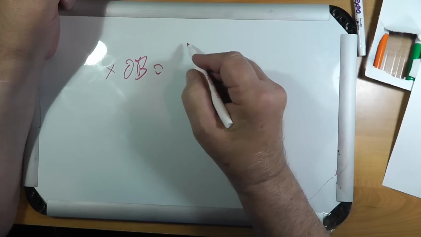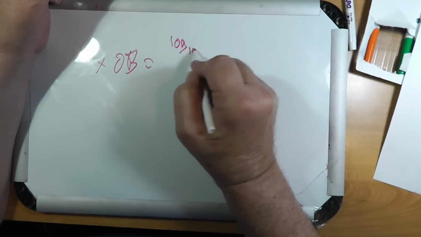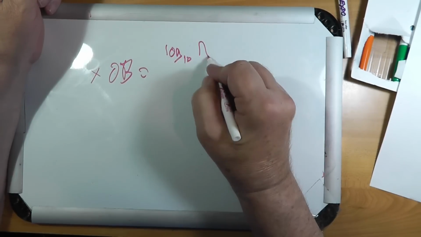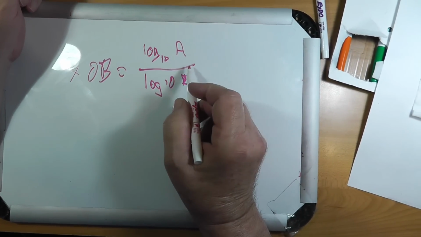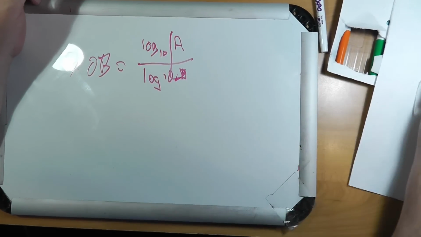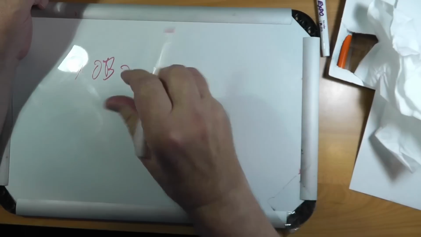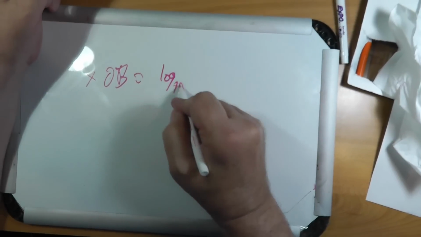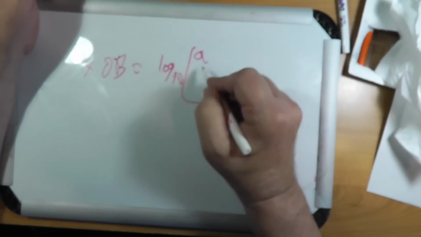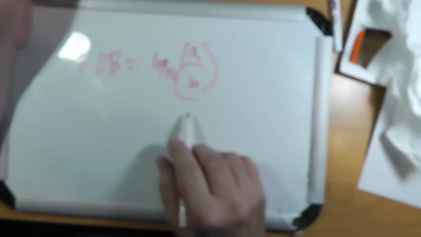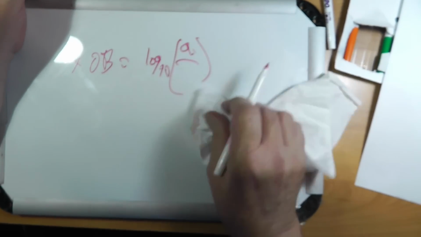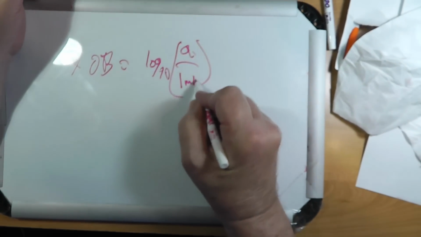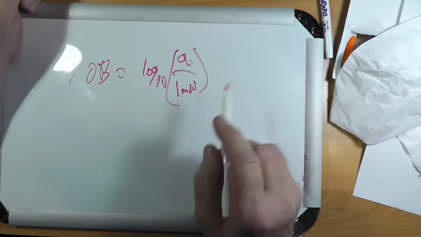equals log 10 of A divided by B. No, that's not right. Log base 10, the ratio of A and B. And that is the number of decibels. So it's a ratio. But when we're doing dBm, we put 1 milliwatt down here. It's a ratio to 1 milliwatt.